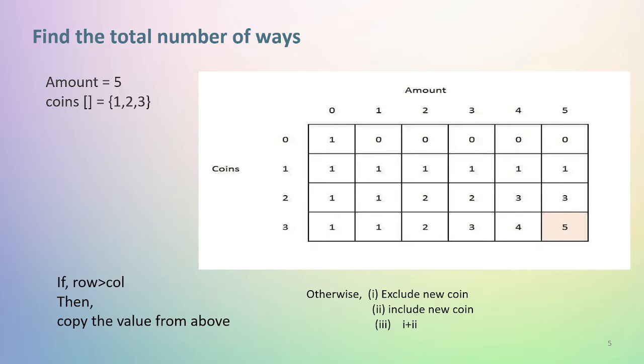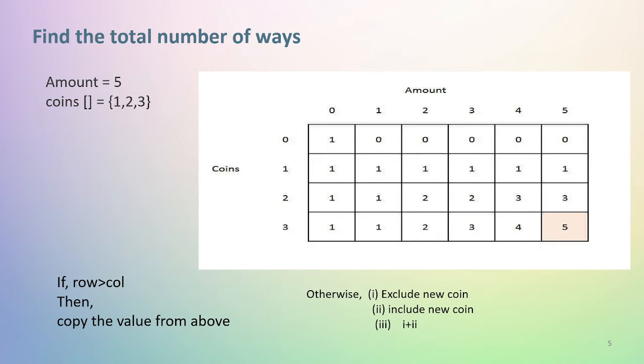Now we can see the total number of ways we can pay the taka. Suppose the amount is 5, and I have three types of coins: 1, 2, 3. And here I write the conditions.